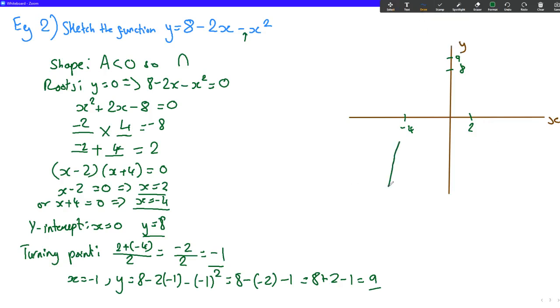Okay, so we want this to go through both of these. At minus 1, we want this turning point. So it's here. And then we go back through those. Okay, and we can put minus 1, 9 as our turning point. And we can also put it here. And there we go. We've sketched one that looks like a sad face, and we can check it here to see if we've got the right shape. Okay, great.